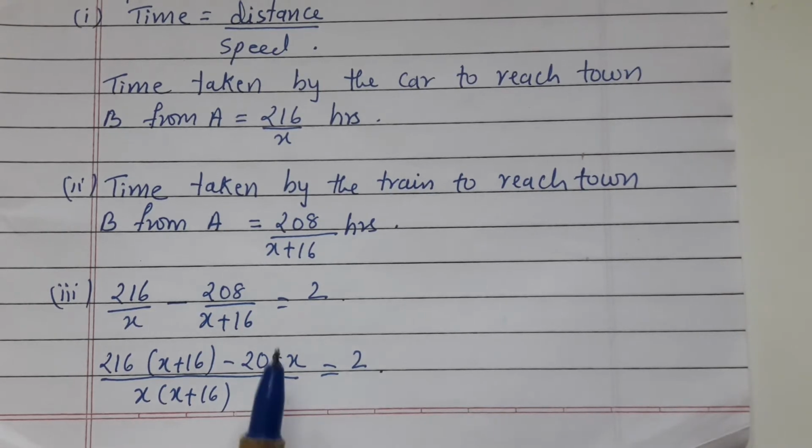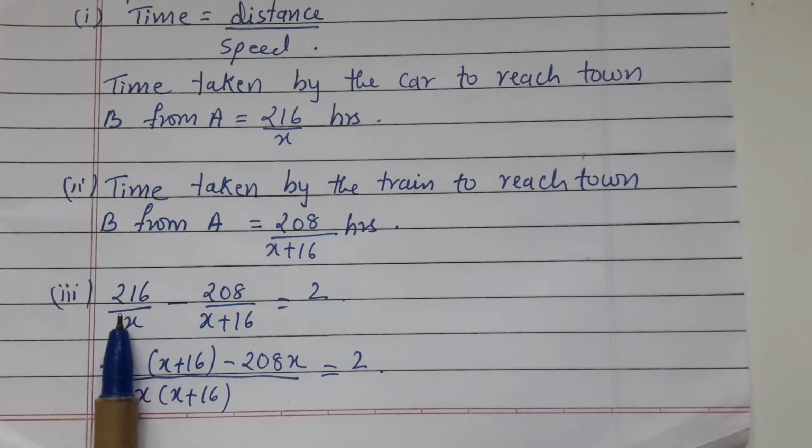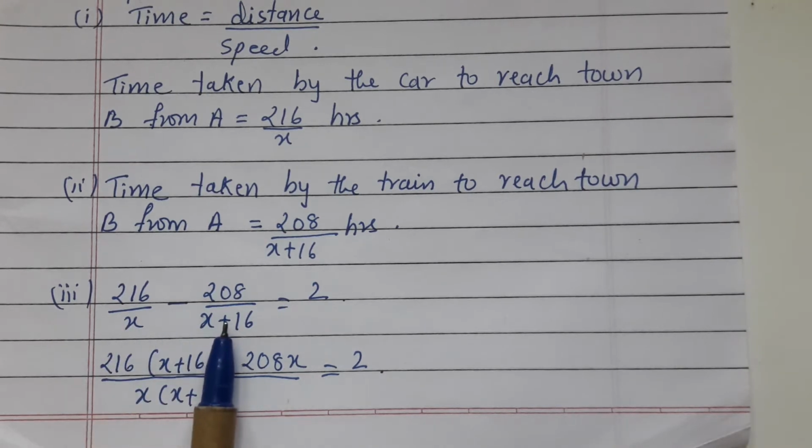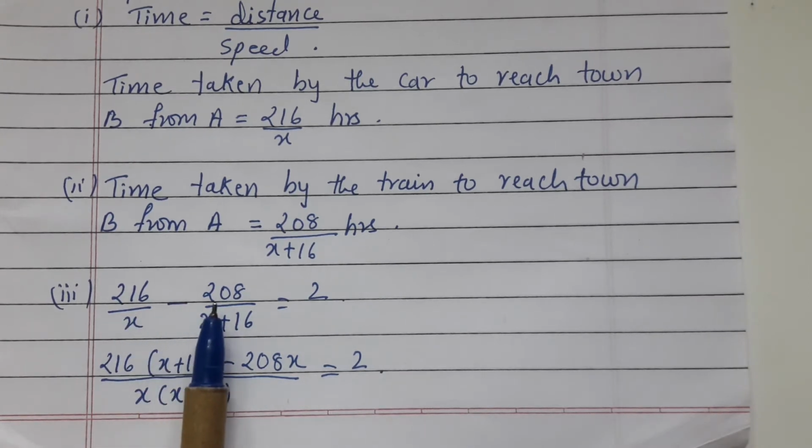The train is taking 2 hours less time. Therefore, time taken by the car minus time taken by the train equals 2. 216 upon x minus 208 upon x plus 16 equals 2. The LCM of the denominators is x into x plus 16.